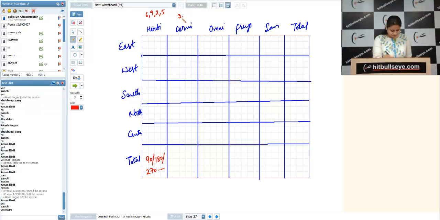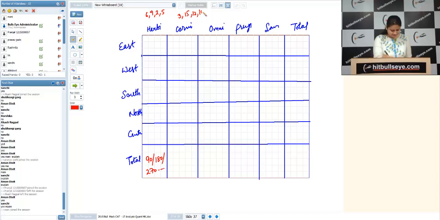Similarly, carnivorous should be a multiple of 3, 15, 12 and 10. So it should be a multiple of 60. So it can be 60, 120 and so on. Similarly, if I take omnivorous, omnivorous should be a multiple of 5, 7, 11 and 3. The least common multiple of these numbers comes out to be 1155. So it can be 1155 or a multiple of 1155. Similarly, frugivorous can be 330 or a multiple of 330, and sanguinivorous can be 420 or a multiple of 420.